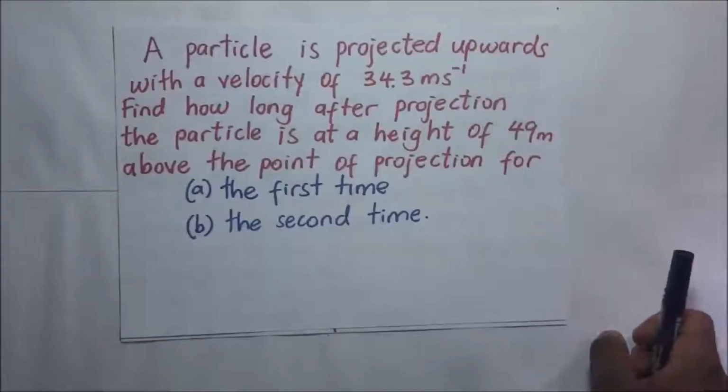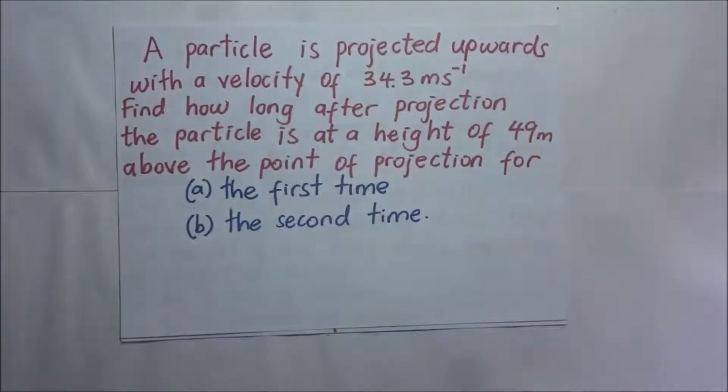A particle is projected upwards with a velocity of 34.3 meters per second. Find how long after projection the particle is at a height of 49 meters above the point of projection, for the first time and for the second time.